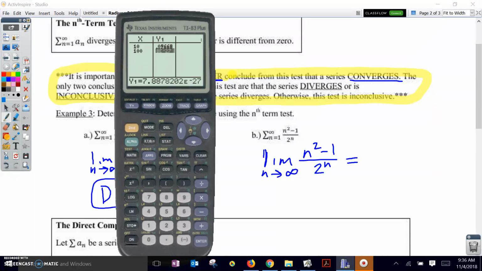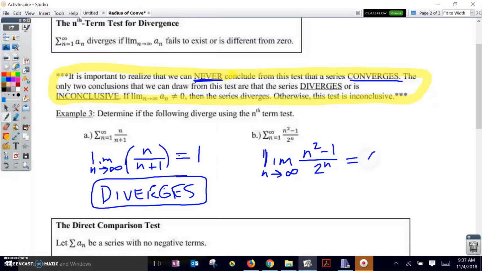And pretty quick it becomes apparent to us that this is approaching 0. You know, when x is 100, it's 7.888 times 10 to the negative 27th. So this is approaching 0. What can we conclude from that? That the nth term test is inconclusive. We haven't shown that this series diverges. It still might. But we certainly haven't shown either that it converges yet.